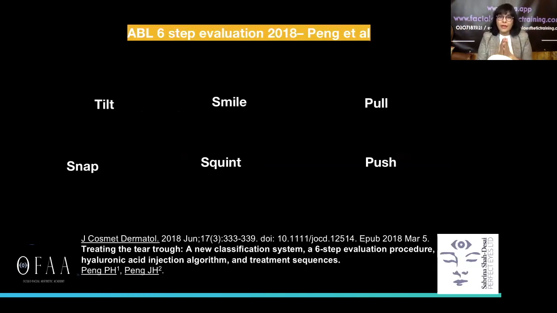What I do like, however, from this ABL categorization, which came out 2 years ago, is the tests that are used to assess the under eye area. And so they talk about the tilt test. Now, the tilt test means that you tilt the head to see the extent of the eye bag. We've discussed this. The smile test. Now, this is a great test to do. I do this all the time, and it's really important because it tells you two things.